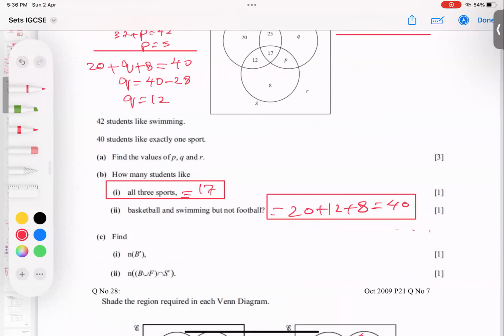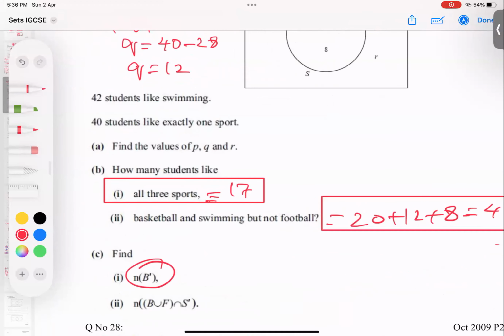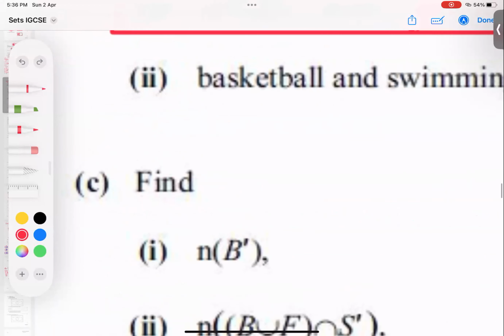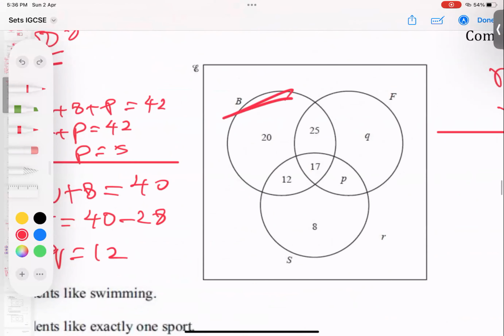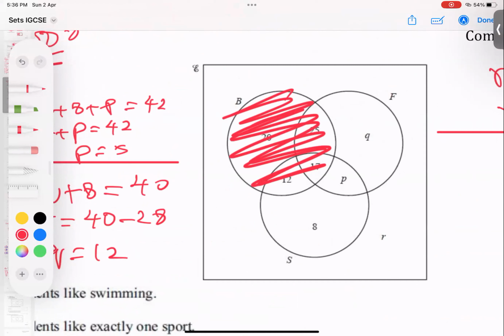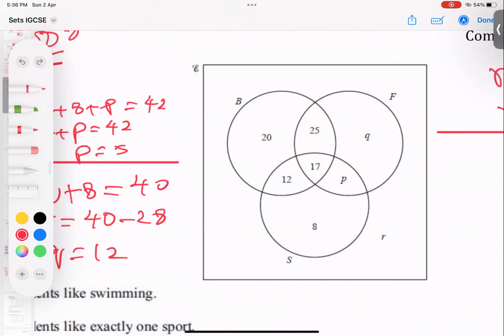Last 2 parts and then the question is finished. What is this called, student? B complement. It means except B, shade everything. Except B means what? Except the circle of B, take everything. So it's not a hard job. I will add P, Q, 8 and R. So I'm adding, student: P is 5, Q is 12, R is 1 and then 8. And my answer is coming 26.